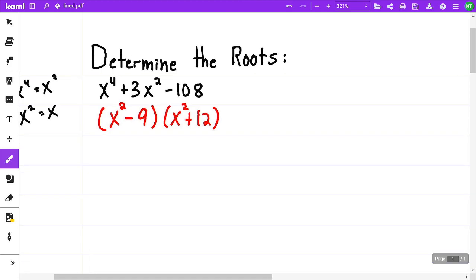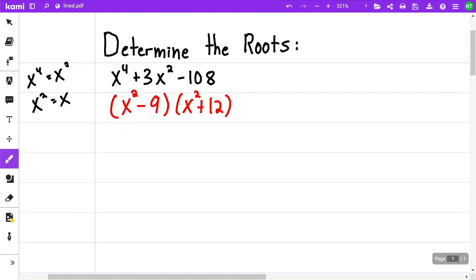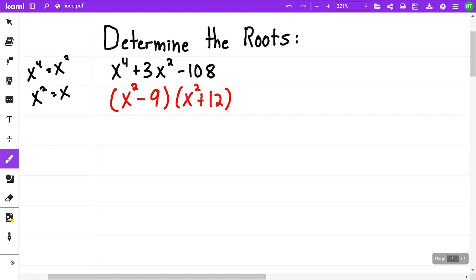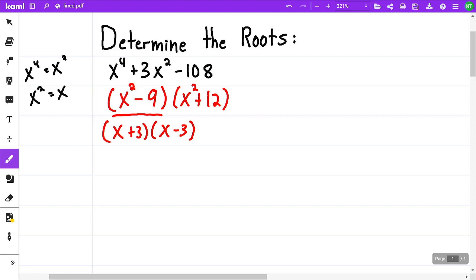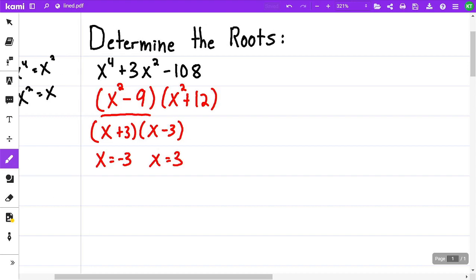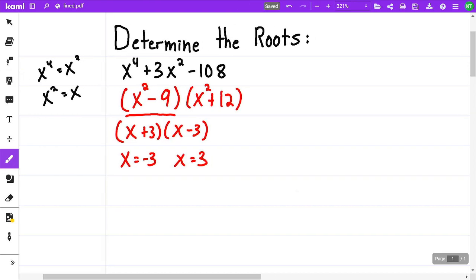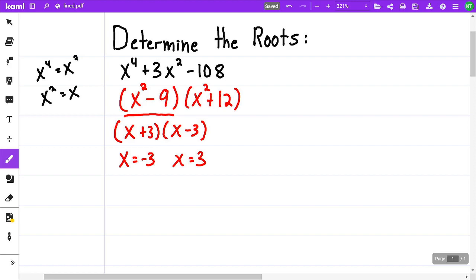So now that I have these two factors, I can go ahead and factor one of these further, being the x squared minus 9, because that's a difference of squares, to be x plus 3, x minus 3, and those two would be x equals negative 3 and x equals 3. So that's great, but now we have x squared plus 12, and we cannot really factor that one further.